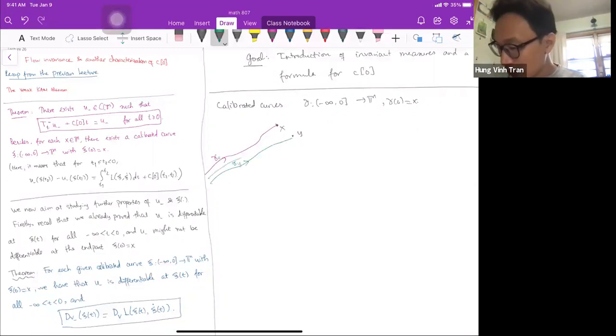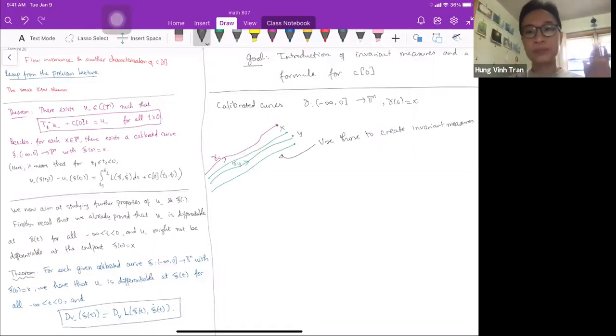And if we keep track of all possible calibrated curves, then we can try to see what's going on. That's essentially our goal: using those calibrated curves, we can create invariant measures. Understanding their behavior deeply is hard, and sometimes it's easier to relax it and keep track of certain ergodic properties, and in this case invariant measures are suitable. Okay, so that's the gap.